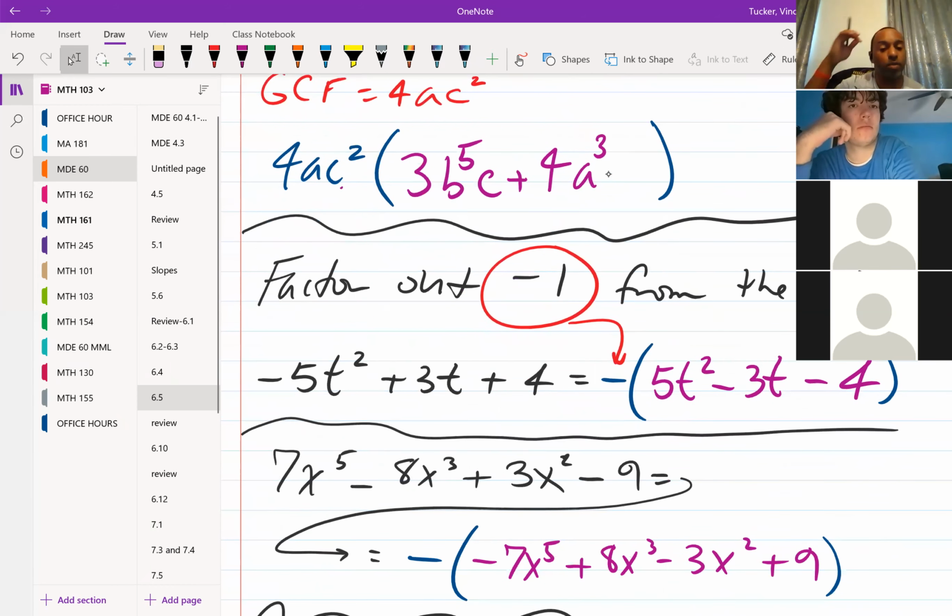All right, next one, doing the same thing. We have 7x to the 5th minus 8x cubed plus 3x squared minus 9. If you pull a negative to the front or extract the negative out of each term, then each one of your signs will change. So we had a positive 7x to the 5th originally. Now we have a negative 7x to the 5th. Then it goes to a positive 8x cubed minus 3x squared plus 9.